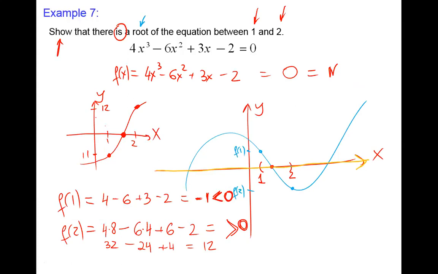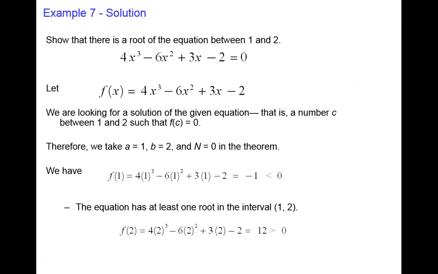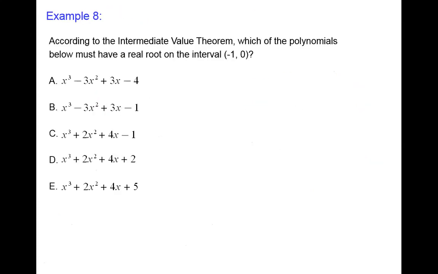So now, shall we finish or shall we solve? Okay, maybe this question, let's solve this one. This will be the last one because you may see this question. This is the same as what we just did. According to the intermediate value theorem, which of the polynomials below must have a real root? Real root means the solution of this equation, the value 0. Which means which of these polynomials will intersect the x-axis between -1 and 0.